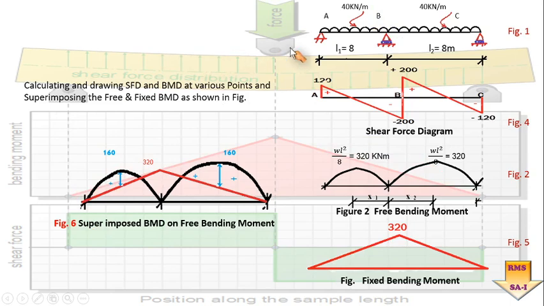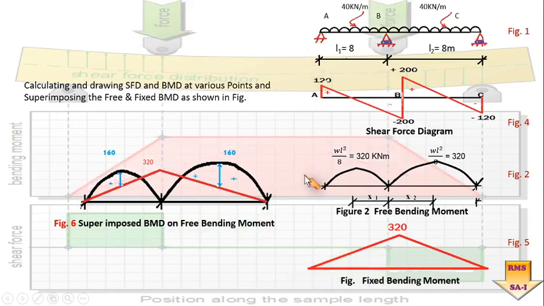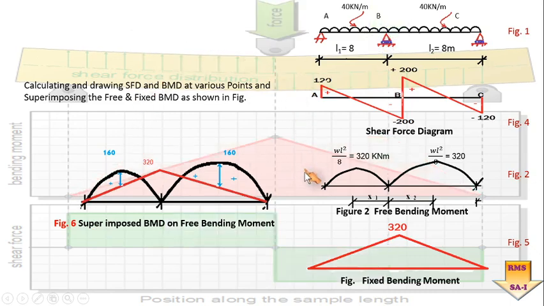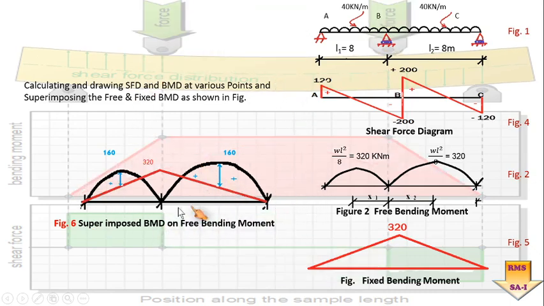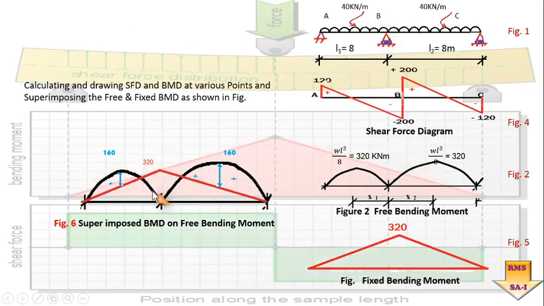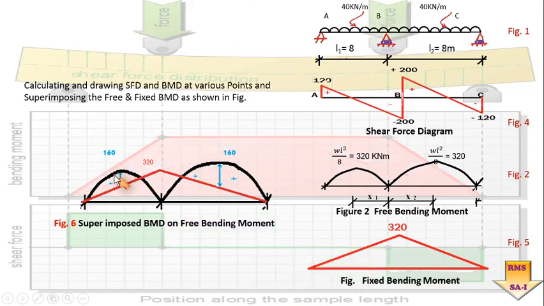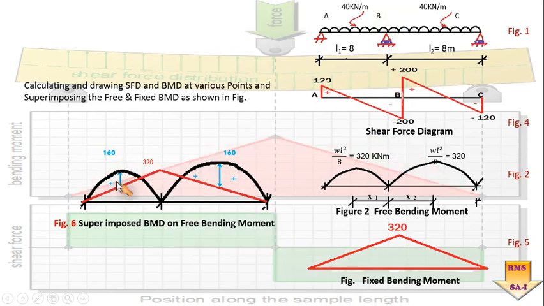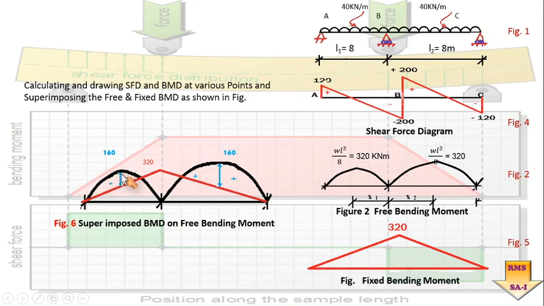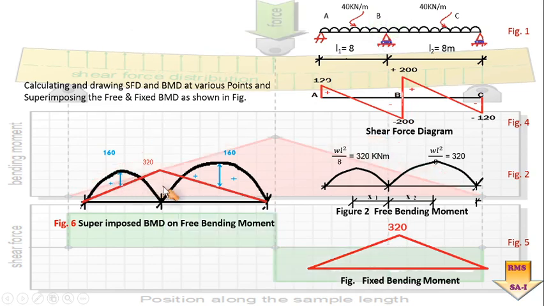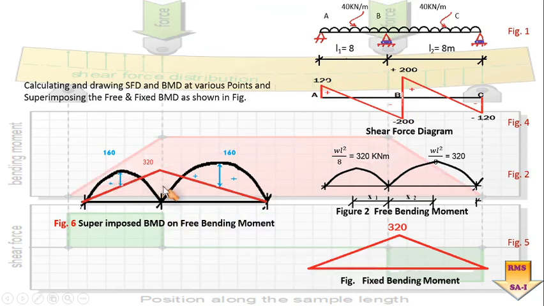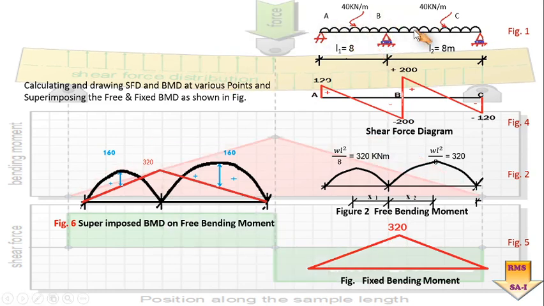Each and every step followed in this particular analysis of this continuous beam is very much mandatory. After following all these steps up to the superimposition of the free bending moment diagram and the fixed bending moment diagram, we can find out the resultant moment, and those resultant moments are usually taken for the further analysis and design of that particular component. So this is how the analysis of the continuous beam is to be done when it is simply supported along with the UDL imposed throughout the length.